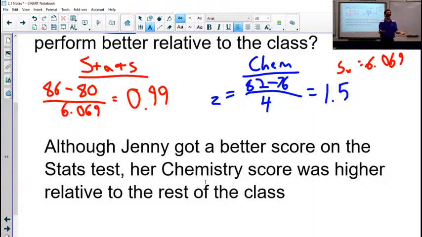So the z-score helps us. It's also called a standardizing score because it helps us have a basis, a consistent standard for how we can compare different groups of data that have different means and different standard deviations. It can help us make those more direct comparisons.